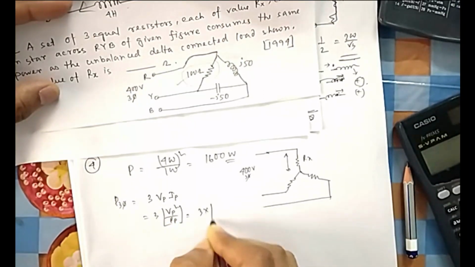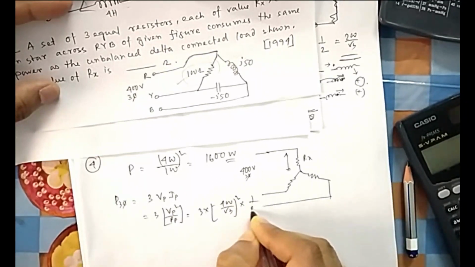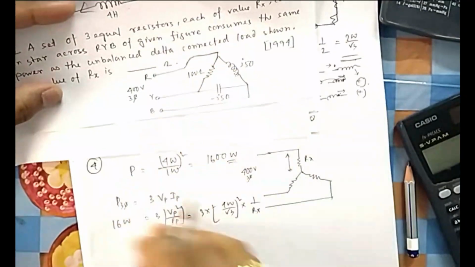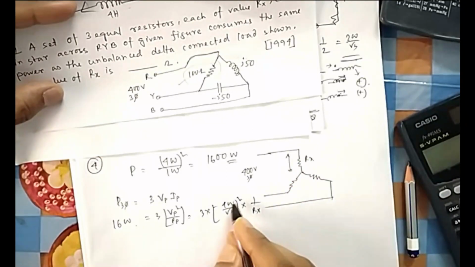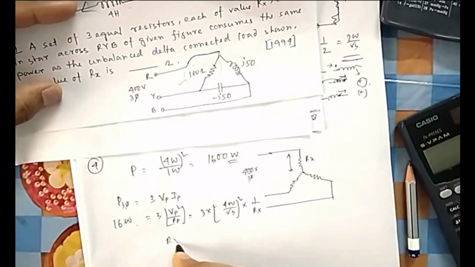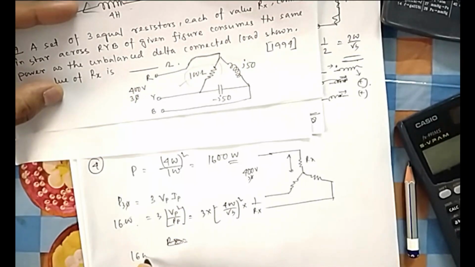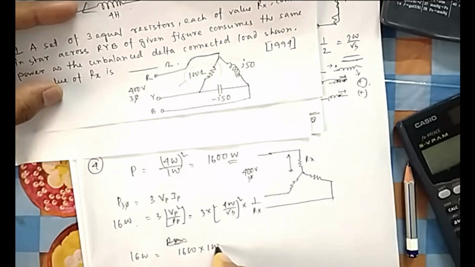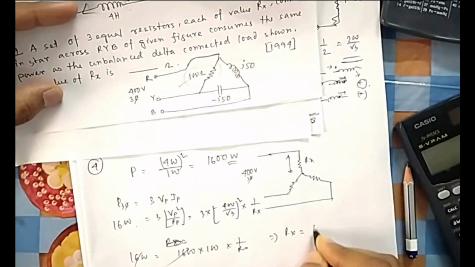So 3 into what is your Vp? Vp is 400 by root 3 whole square. What is Rp? Rp you don't know. This should be equal to 1600. The power that is consumed should be consumed by this one also. So they are saying these two should be equal. So 400 square will be 1600 gone, and root 3 and 3 now you can find easily. Rx equal to 3 gone, and it will be 1600, then 100 into 1 by Rx. So this gone, so you can calculate Rx equal to 100.